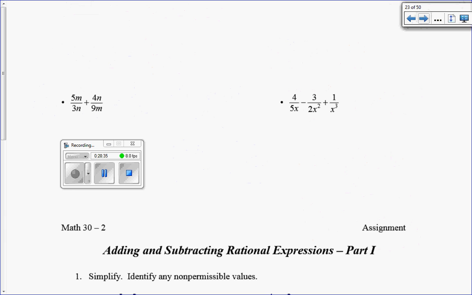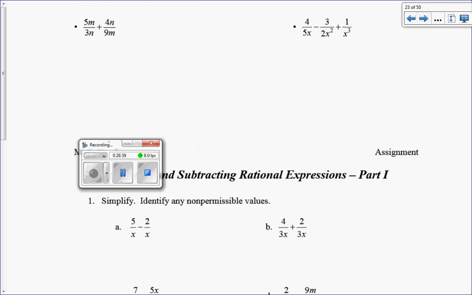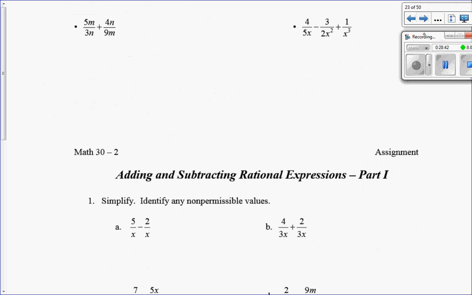All right, we have 2 more examples to go through at the top of the next page, and then you're going to get a chance to practice a few of these and try them for yourselves.